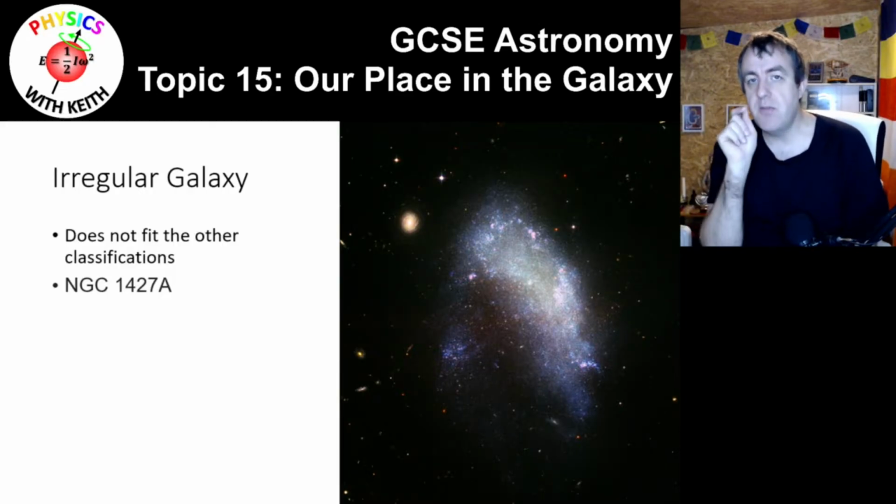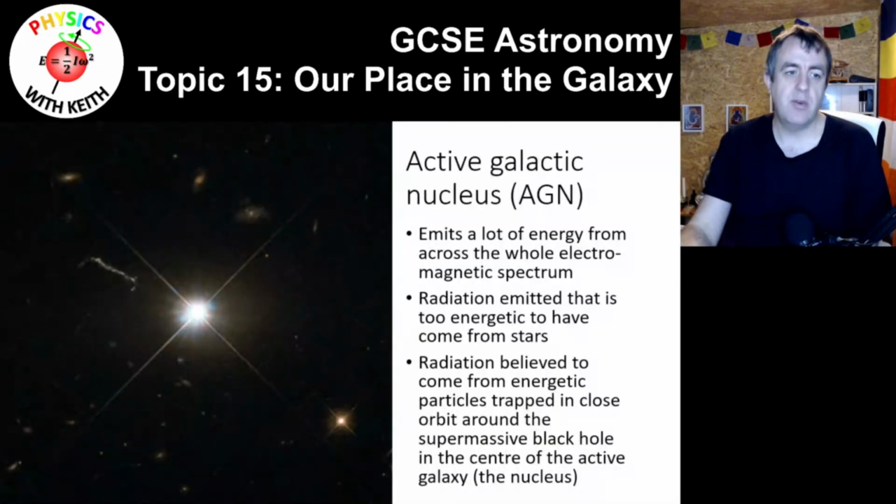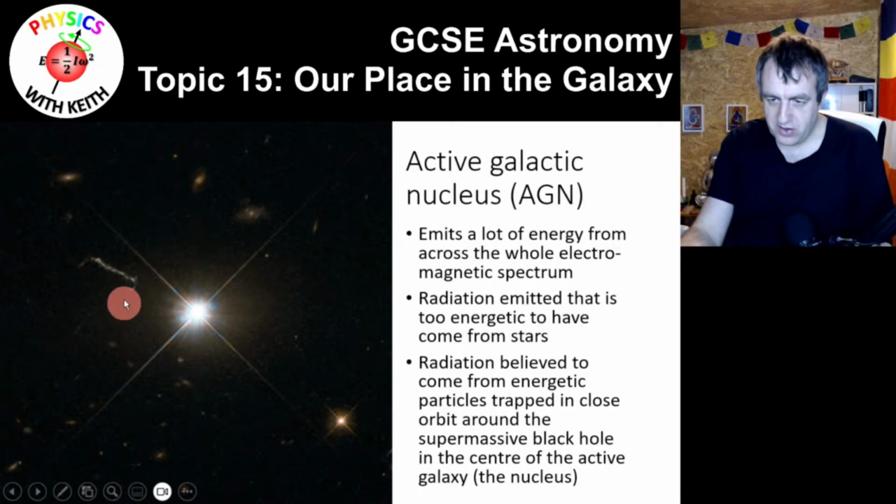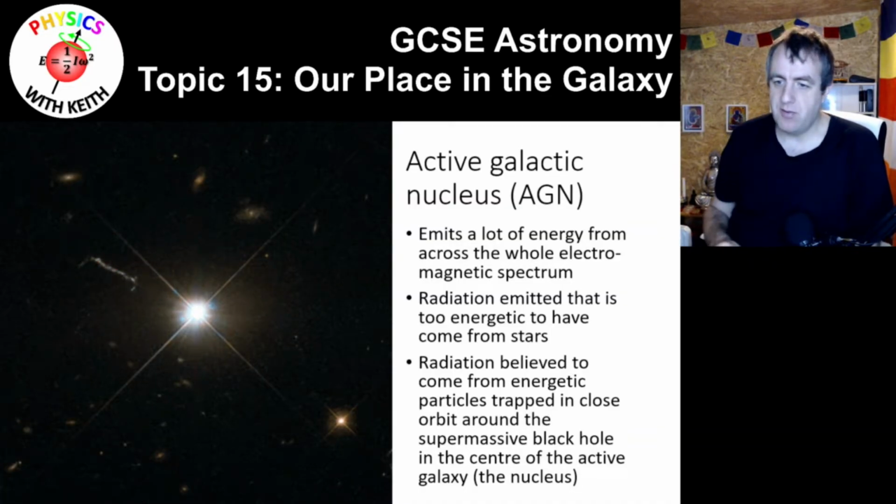Now, in the centre of most galaxies, not all galaxies, but most galaxies, we have what's called an active galactic nucleus, or an AGN. And if you look towards this blob here, you might think that's a star. It's not a star, it's a galaxy. And you can actually see a wisp of, well, what is that? That's matter coming out as a ribbon coming out from one part of it.